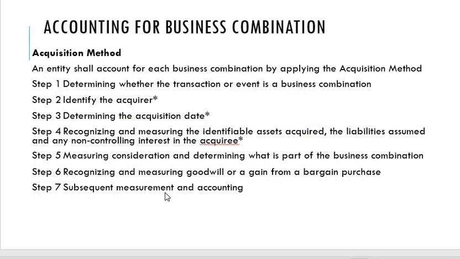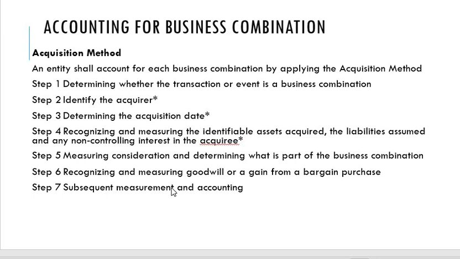Okay, so IFRS 3 mandates that the entity shall account for each business combination by applying the acquisition method. Again, what are the steps in applying the acquisition method? The first one, or step 1, is determining whether the transaction or event is a business combination.